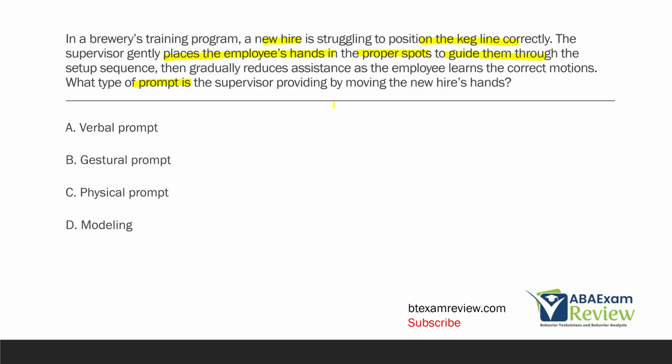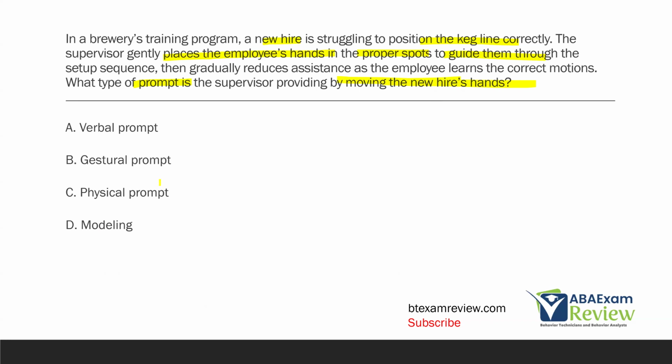So let's look at our answer choices. A, verbal prompt. Well, we're talking about moving the new hire's hands, and that's not a verbal prompt, that's going to be a physical prompt. B, gestural prompt. A gestural prompt does not involve physical touch. It's just an indication using motor movements of what you would like done. So what we're looking at here is C, a physical prompt.